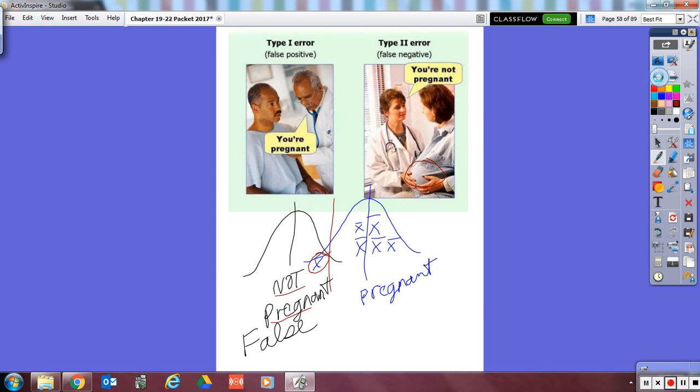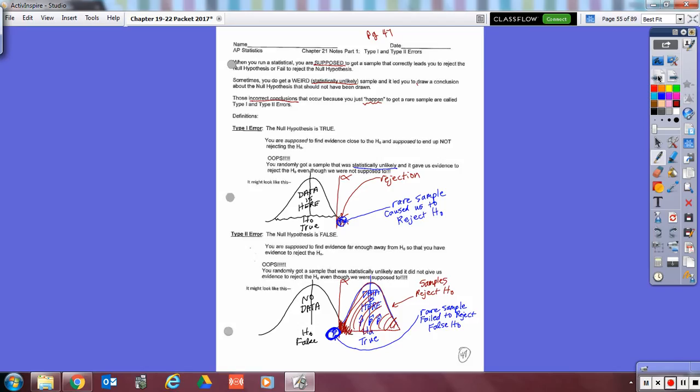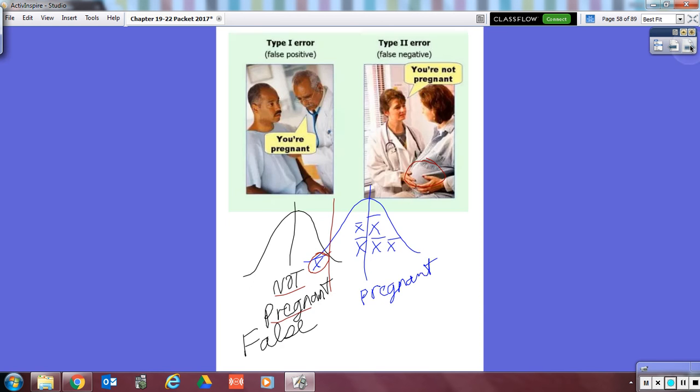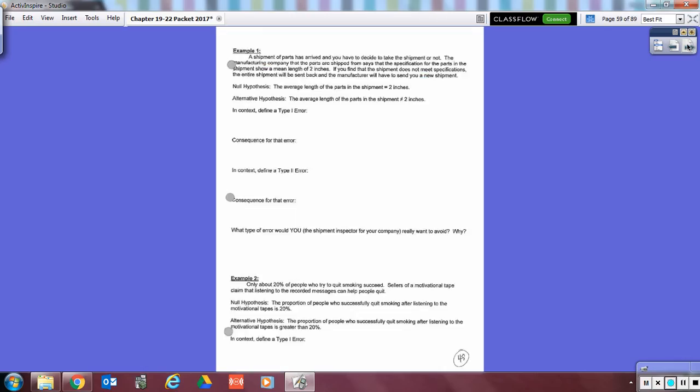Okay. So real quick, in summary, our type 1 error. If the null is really true, but we get a sample that causes us to reject the null, that's a type 1 error. And our type 2 error caused me to fail to reject a false null hypothesis, type 2 error. Now, let's do this in context. Here we go. So turn over to page 48.